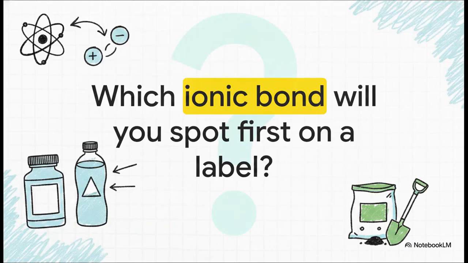All right, we have covered a lot in this explainer today. So here's my challenge to you. Take a look around your house later. Pick up a supplement bottle, or maybe a bag of potting soil. And just think about the fact that the physical reality of those items is held together by billions of invisible, microscopic magnets, playing this continuous, elegant game of give and take. So tell me, next time you check a food or fertilizer label, which invisible ionic bond will you spot hidden in plain sight first?